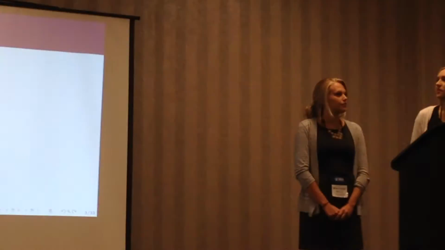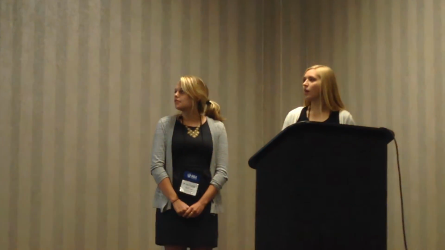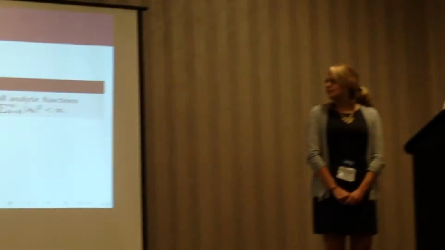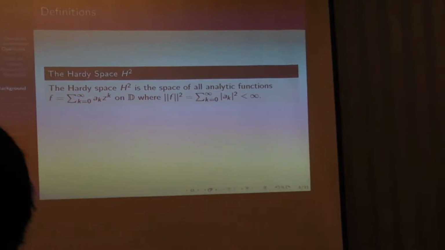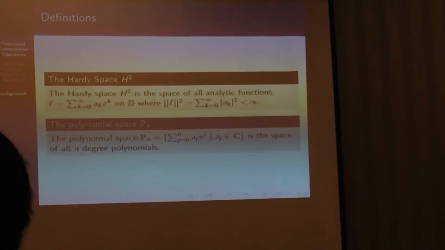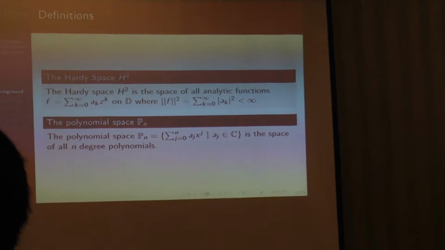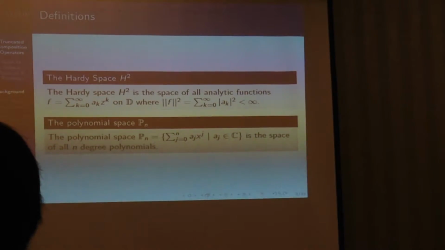So first, some definitions, different spaces that we looked at. First, we have the Hardy space, H2, which is just the space of all analytic functions whose coefficients are square summable. Then we have the polynomial space, Pn. So this is just the space of all n-degree polynomials.